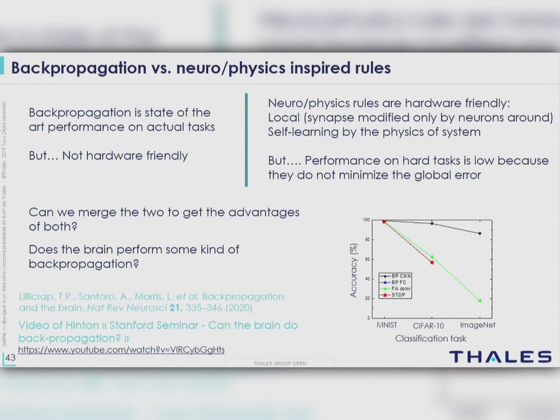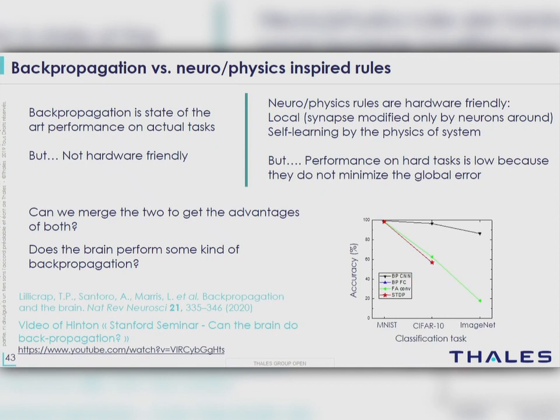For instance, you see here accuracy on different tasks, so MNIST, which is quite small, and then larger tasks. And you see in black, it's backpropagation. The accuracy stays quite high. And then you have these two others, so STDP is something with spiking neurons, feedback alignment is another method. These are more neuroscience inspired, and they do not scale.